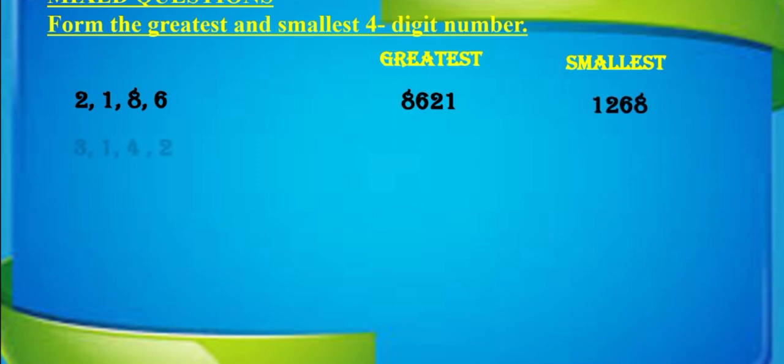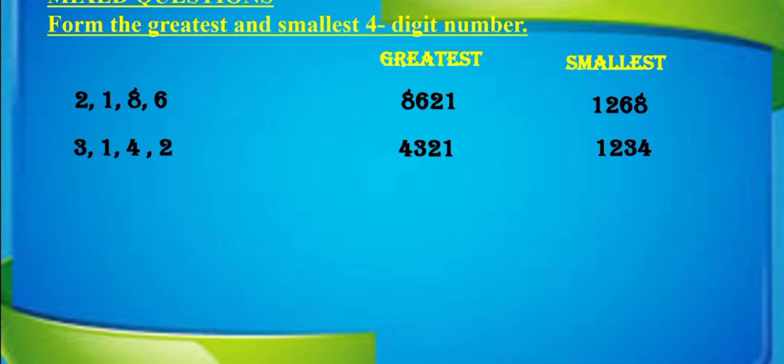Okay. One more example. 3142. How to form the greatest number? 4321. Big to small. 4321. The smallest number is 1234. Okay. Now comes the next type.